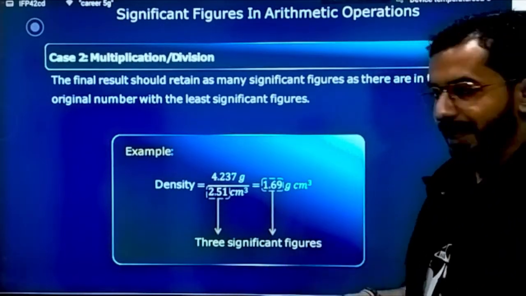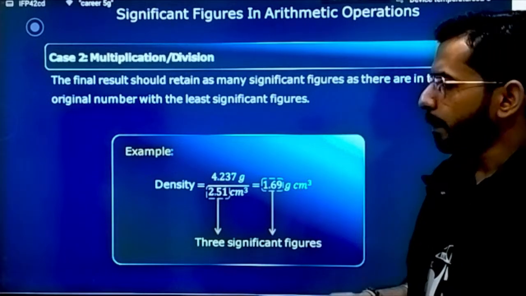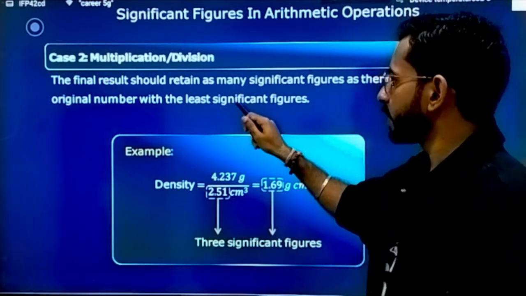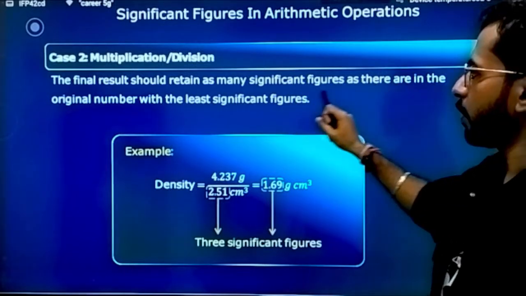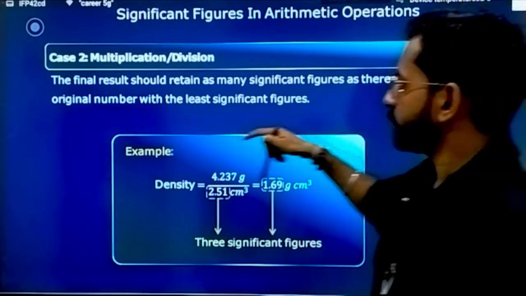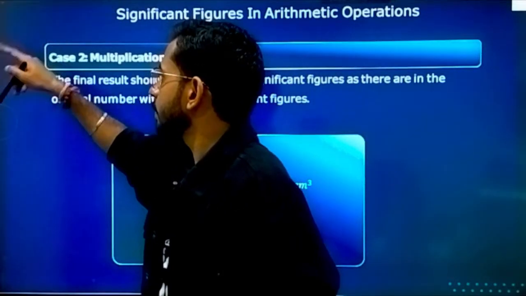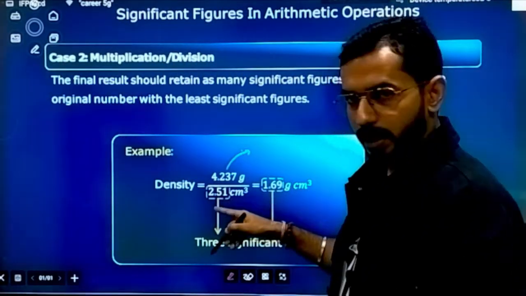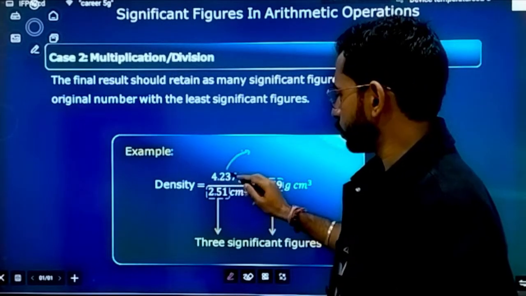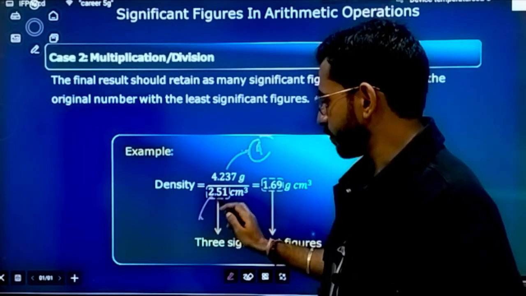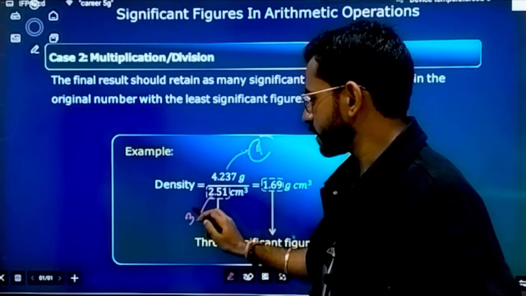Now let's take the case of multiplication or division. Multiplication and division also have the same kind of rule. Now understand, the final result should retain as many significant figures as there are in the original number with the least significant figures. Now see, let's suppose you are doing a division. Here the example is given for division. Tell me what is the number of significant digits. Here in the numerator you have 1, 2, 3, 4, 4 significant digits. And in the denominator, how many significant digits do you have? You have 3 significant digits.